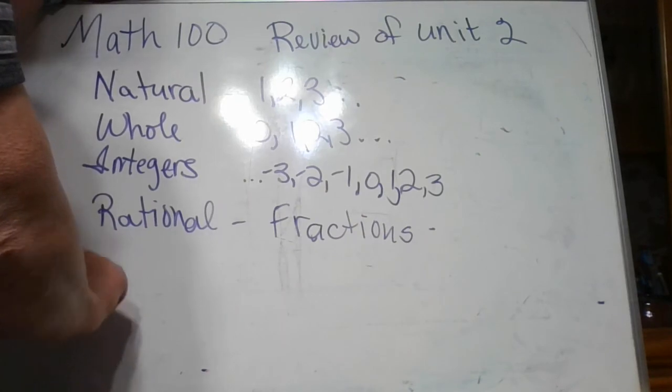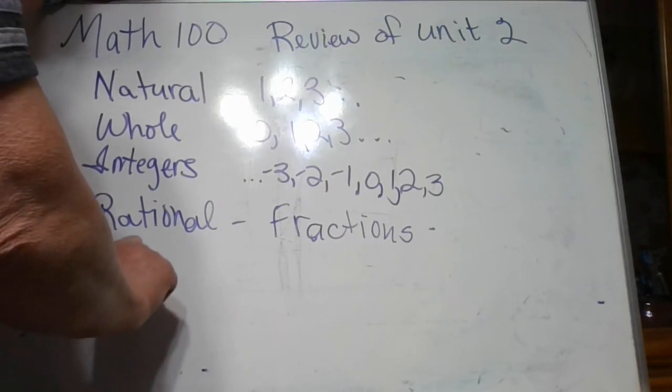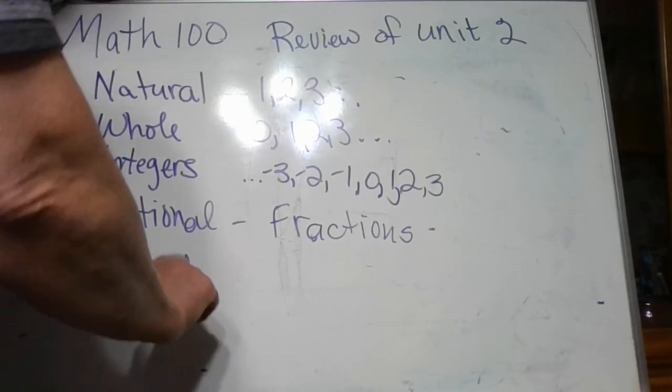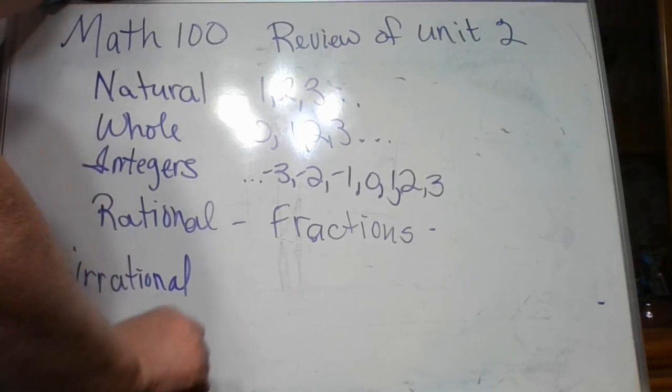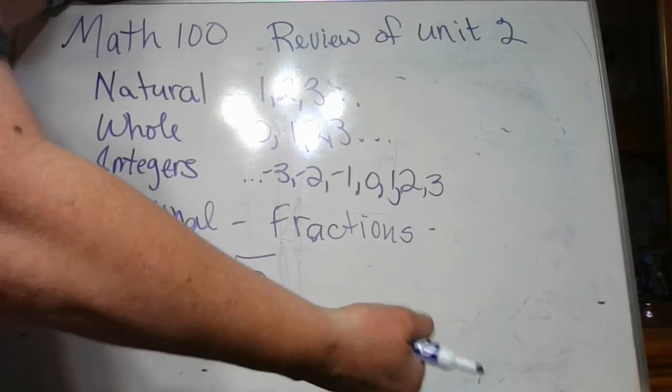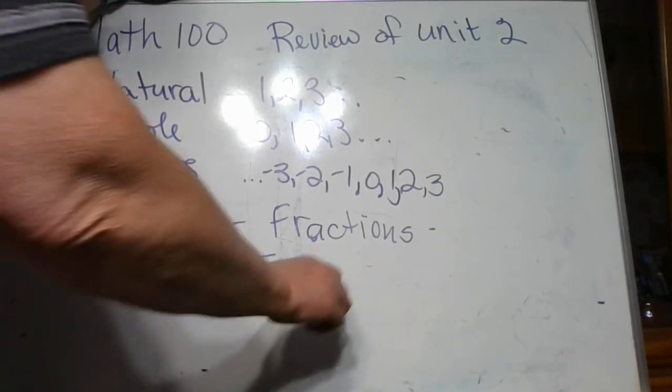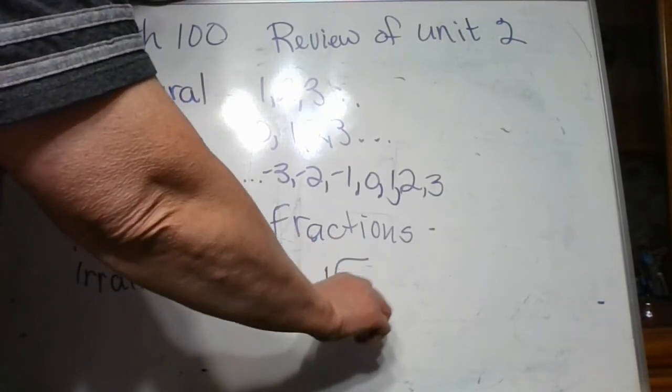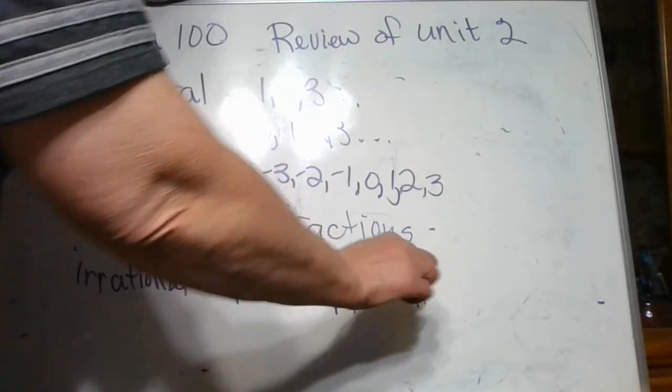And then we have irrational numbers. Irrational numbers are numbers like the square root of 2. Put that in your calculator. It doesn't have a repeating decimal. Or the square root of 7. The most common one is pi.